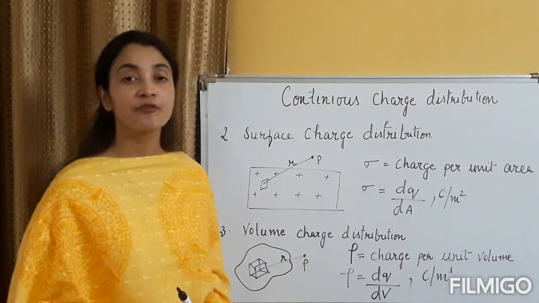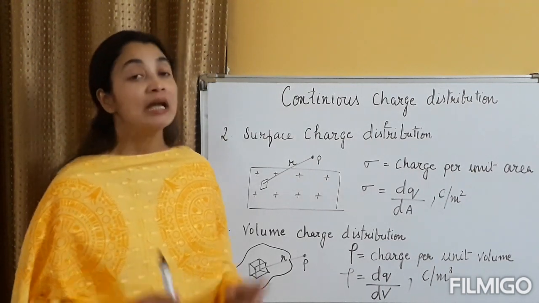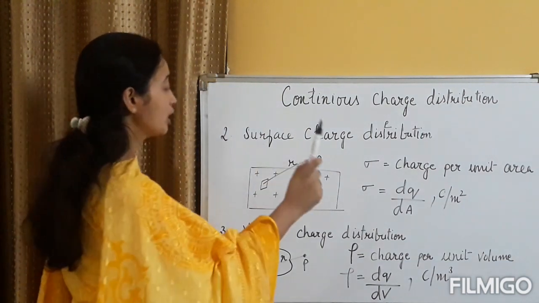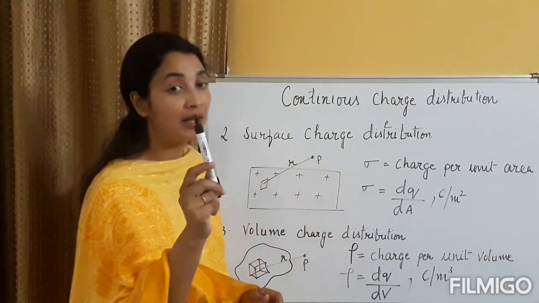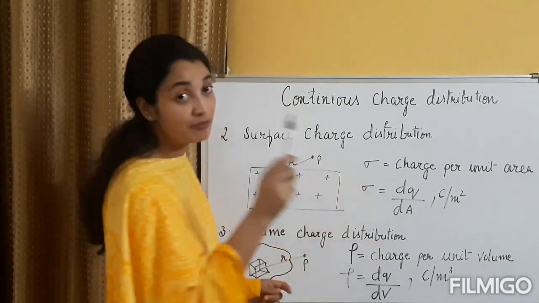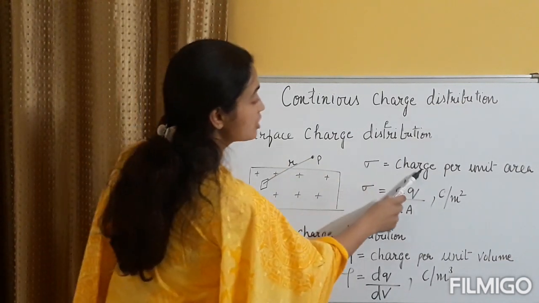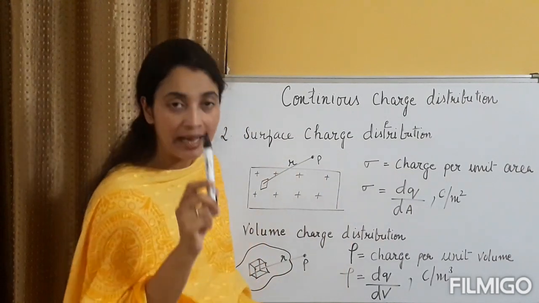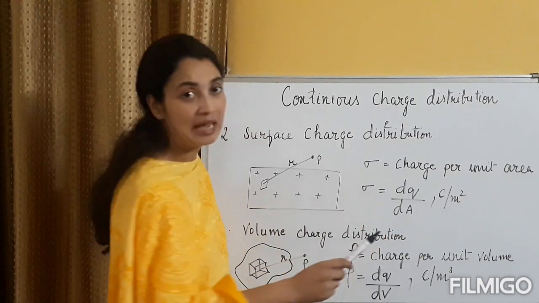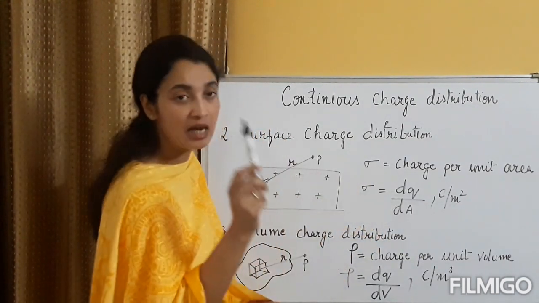Next is surface charge distribution. From the word itself you can make out it is a two-dimensional distribution of charge, which is represented again by a Greek letter sigma. We call it sigma. You are familiar with it. You might have used it for surface tension. So sigma represents charge per unit area. So mathematically it is dq upon dA. dq is small charge upon small area chosen.